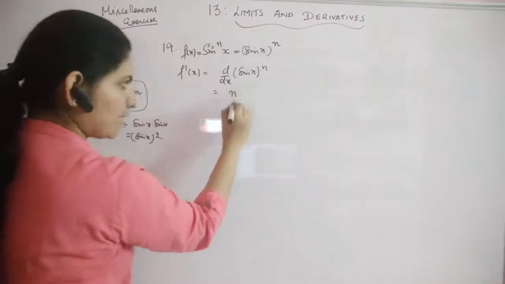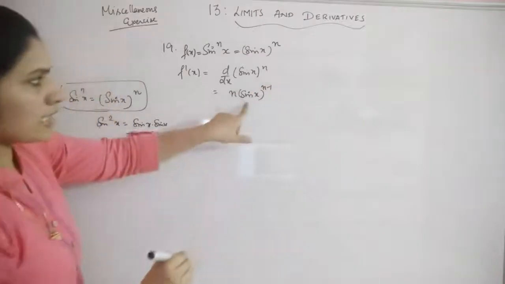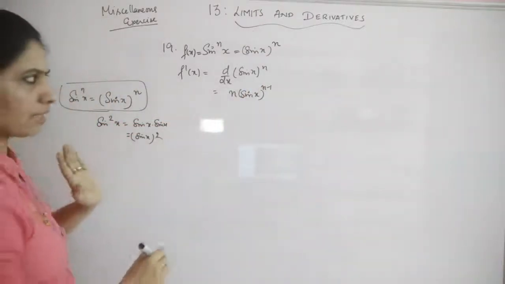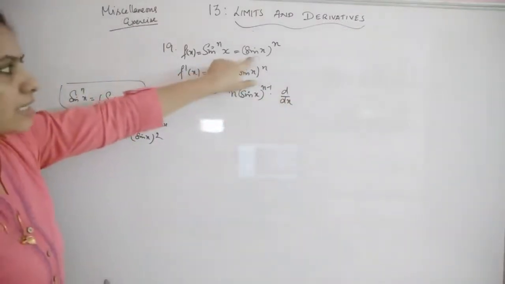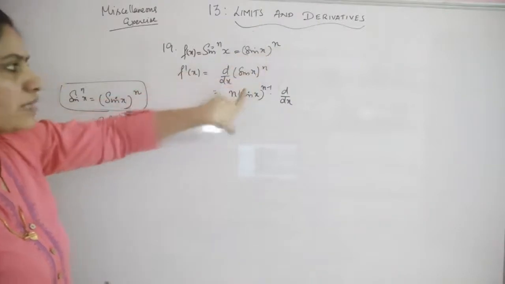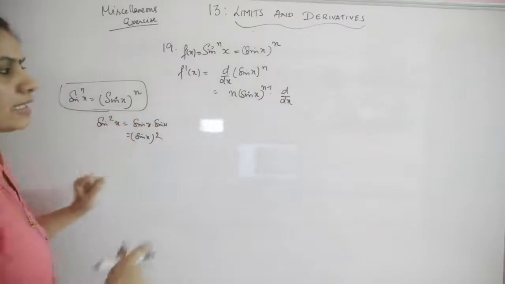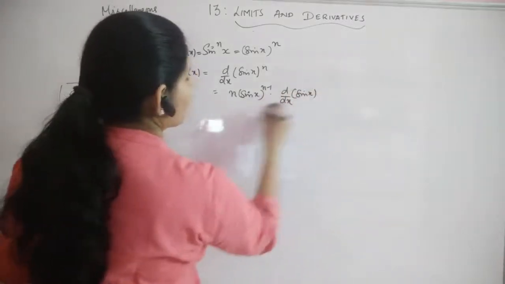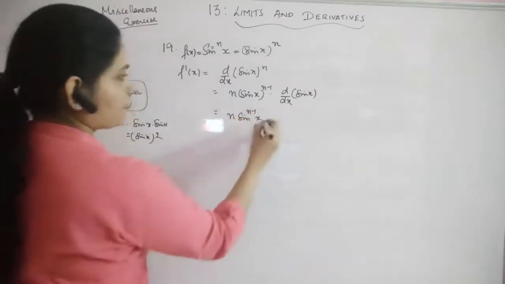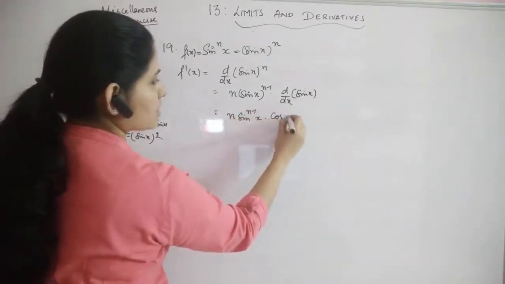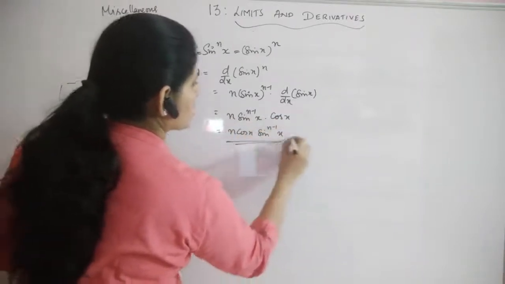Okay, so you will get n into sin x the whole raised to n minus 1, which is the same as sin raised to n minus 1 x. In the next step I will write that, into what? Instead of x you have here sin x. If it was x raised to n, you would write n x raised to n minus 1. But instead of x you have sin x, which means you have to write the derivative of sin x also together with it. So you'll get n sin raised to n minus 1 x into, what is the derivative of sin x? Cos x. So it is n cos x sin raised to n minus 1 x.